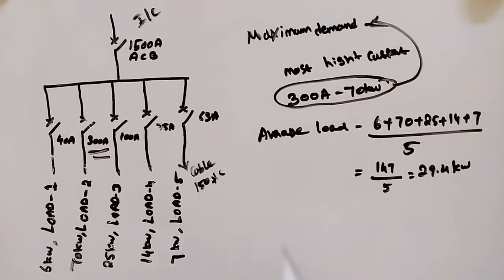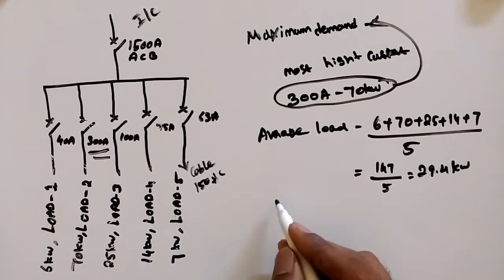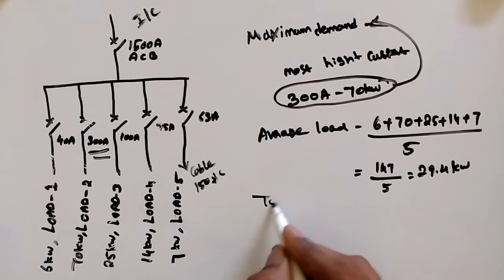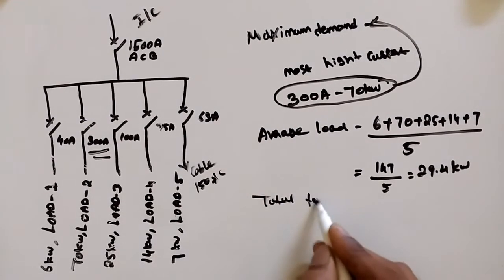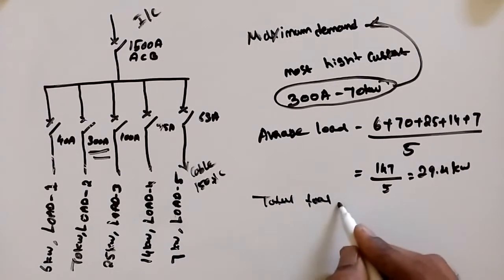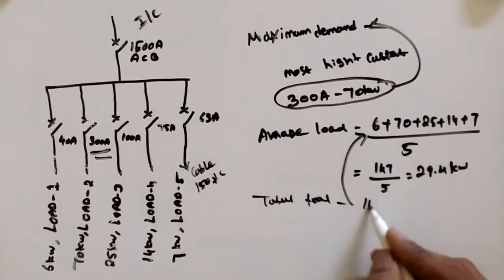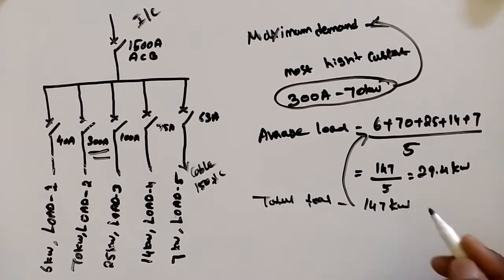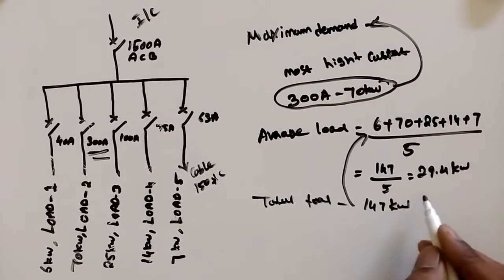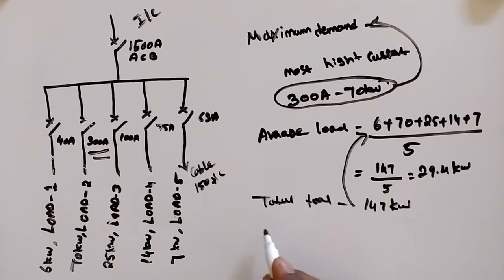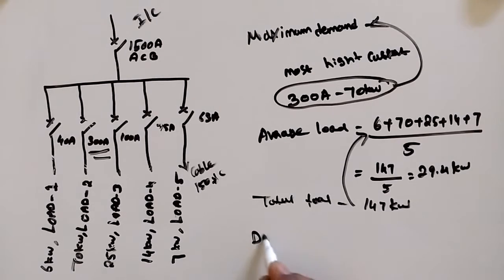Then the next term we are going to see is total load. That means this one, 147 kilowatts. This is the total load. Now we are going to see demand factor. This is a very important factor for power calculations.